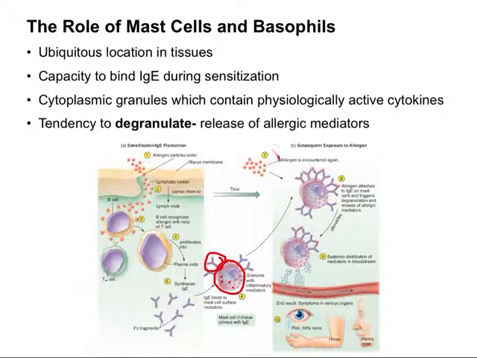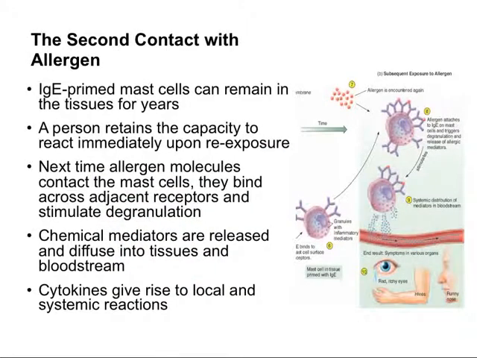So upon the second encounter of this allergen, the allergens bind onto the IgE receptors, which causes degranulation or release of all of these different cytokines into circulation. So it's not until the second contact with the allergen that these IgE primed mast cells release all of their granules or undergo degranulation. These IgE primed mast cells can remain in the tissues for decades, and the person then retains the capacity to react immediately upon re-exposure because of the degranulation.